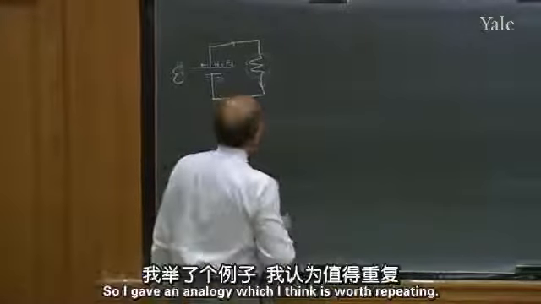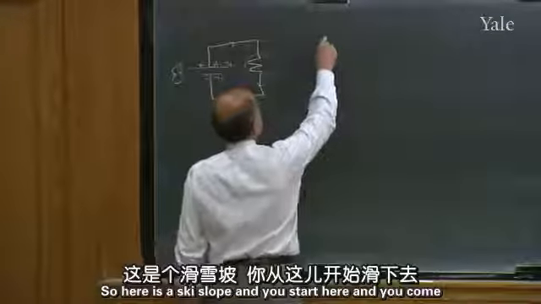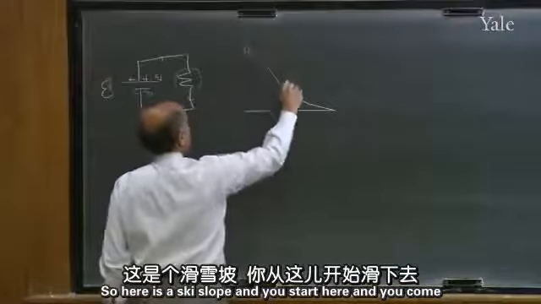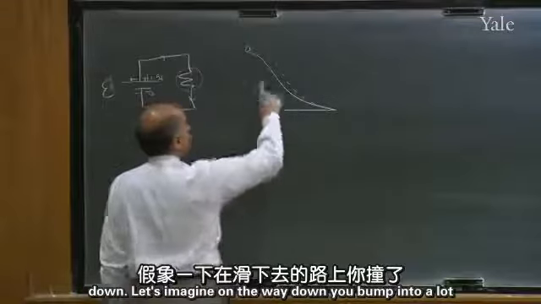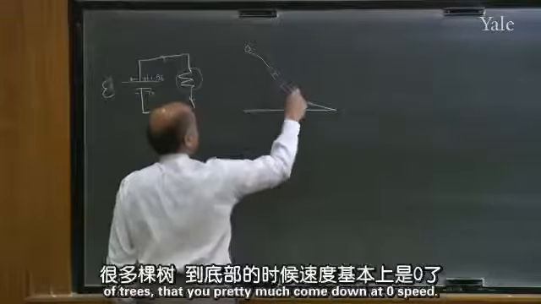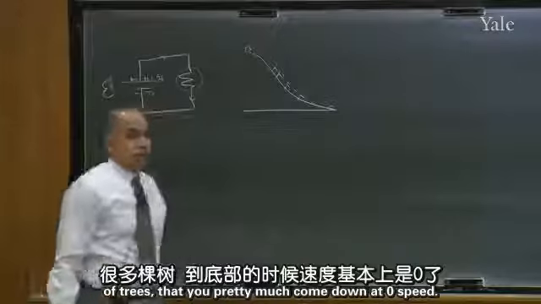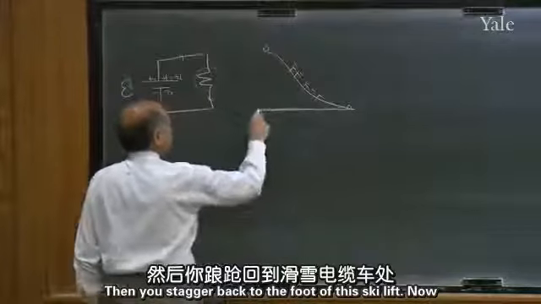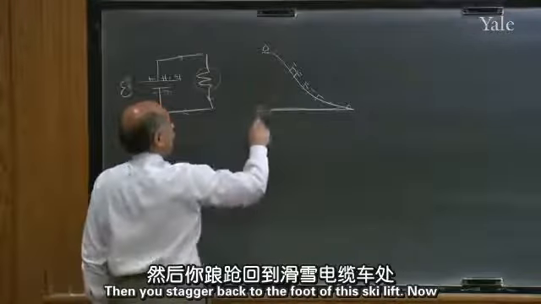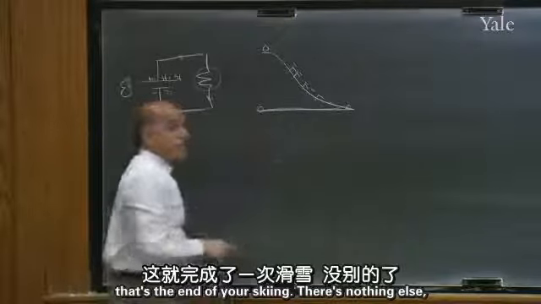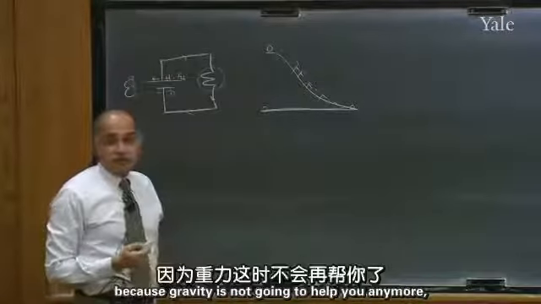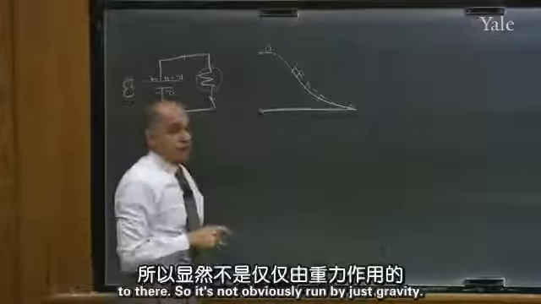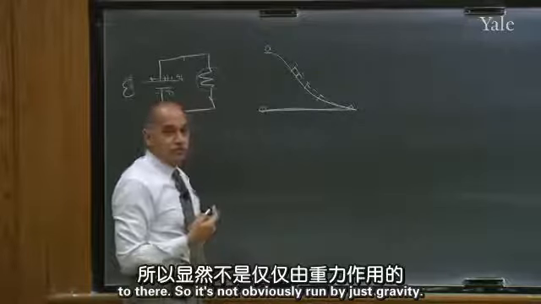So I gave you an analogy which I think is worth repeating. So here is a ski slope, and you start here, and you come down. But let's imagine that on the way down, you bump into a lot of trees, okay? That you pretty much come down at 0 speed. Then you stagger back to the foot of this ski lift. Now, that's the end of your skiing if there's nothing else, because gravity is not going to help you go from here to there. So it's not obviously run by just gravity.